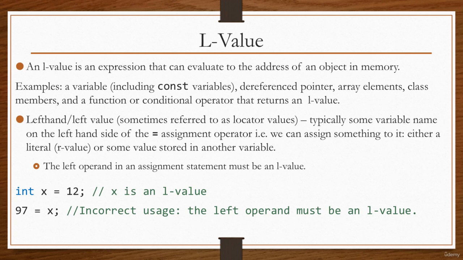Here are a few quick examples. int x = 12; x is an L value. So we are declaring and initializing x. Now, after this statement, I can do x = 15, for example, and change x. You cannot assign 97 = x. So that's an incorrect usage. The left operand must be an L value, right? It needs to have some address in memory, basically.